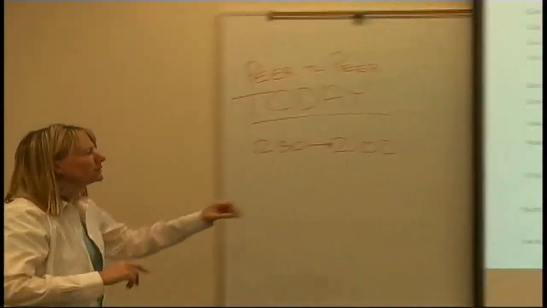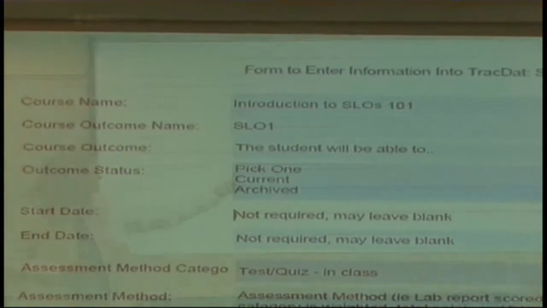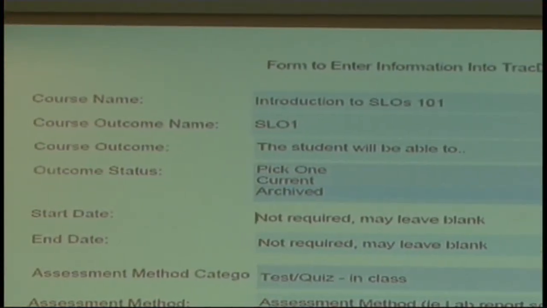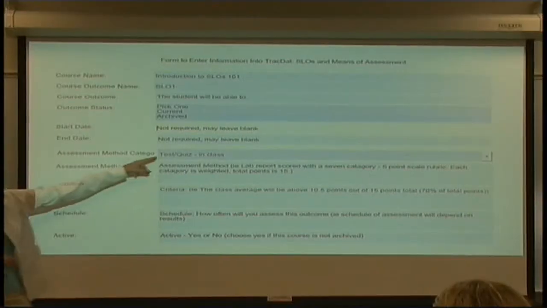Click in and, hold on, this is not... Was that the form I sent out? I just sent this today, okay, yeah. So if you click in on that, you can erase my assessment method and put your own in. That's just an example, to give you an idea what to put in. And it's got the little drop-down menu for assessment method.